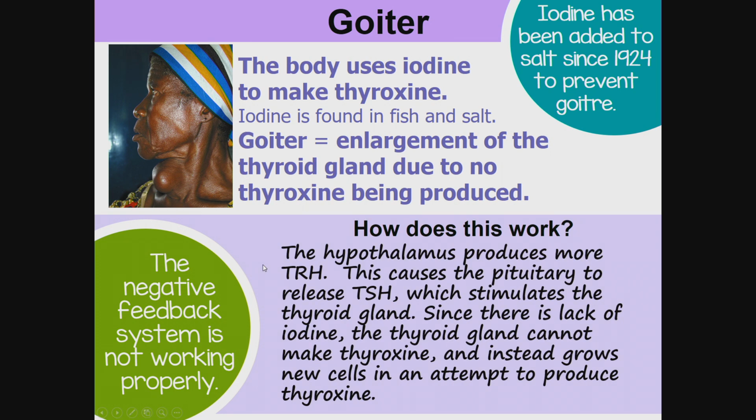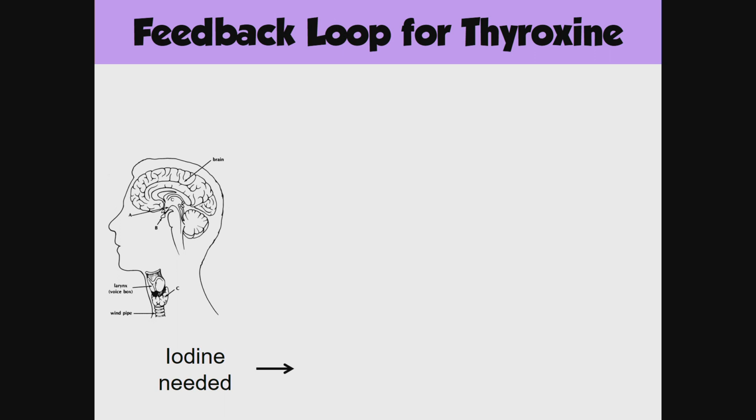How does this work? The hypothalamus produces more TRH. This causes the pituitary to release TSH, which stimulates the thyroid gland. Since there is a lack of iodine, the thyroid gland cannot make thyroxine and instead grows new cells in an attempt to produce thyroxine. Let's look at the feedback loop for thyroxine.